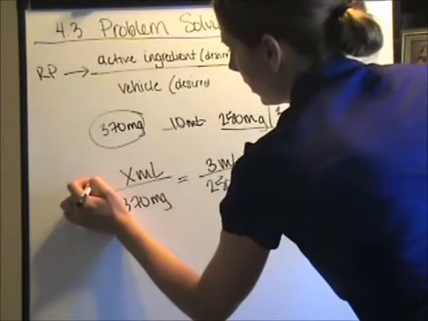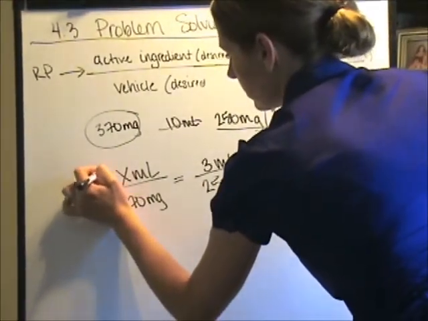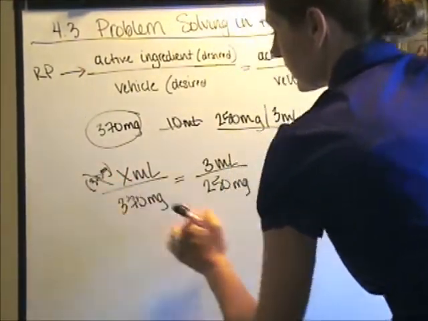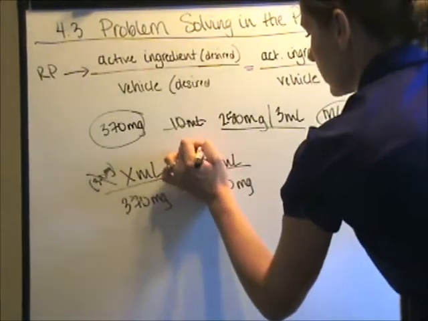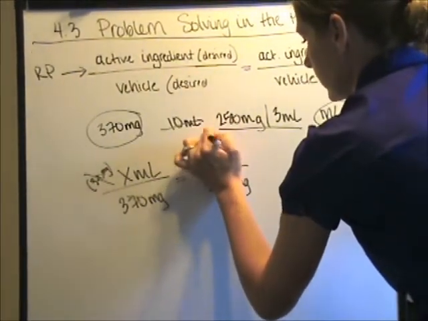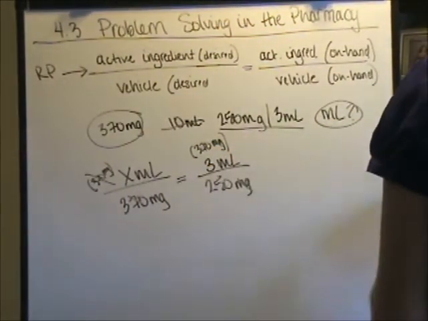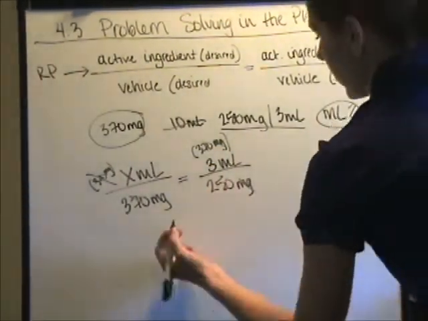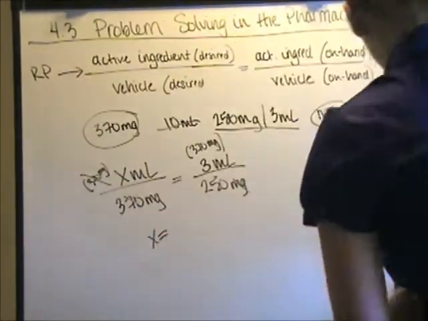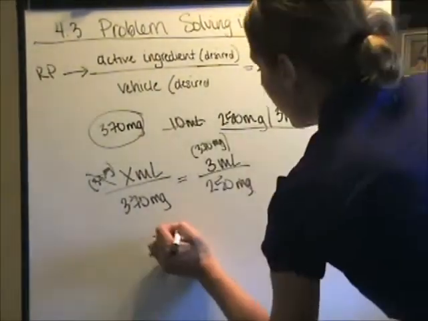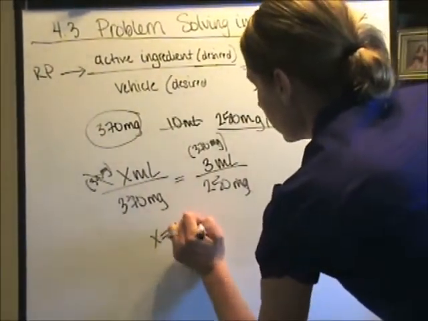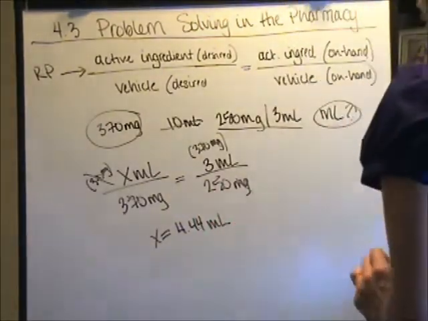From here, we're going to multiply to cancel this out, and multiply on this side as well. The milligrams will cancel out. We'll take 370 times 3, and then we will divide by 250. So X is going to equal 4.44, and our unit of measure is milliliters.